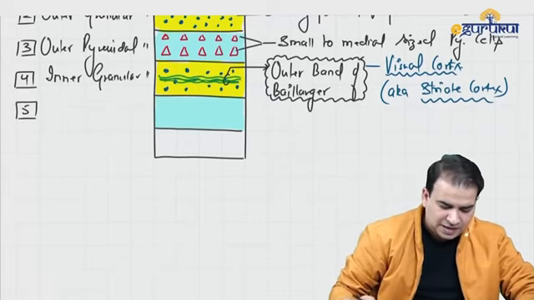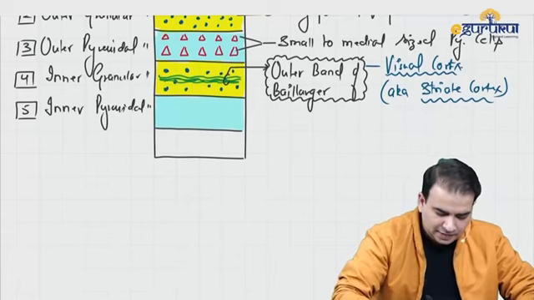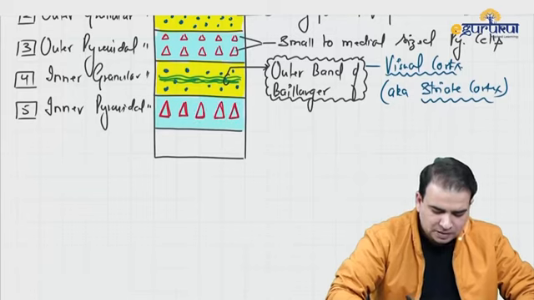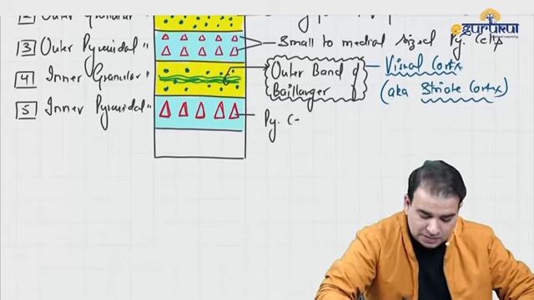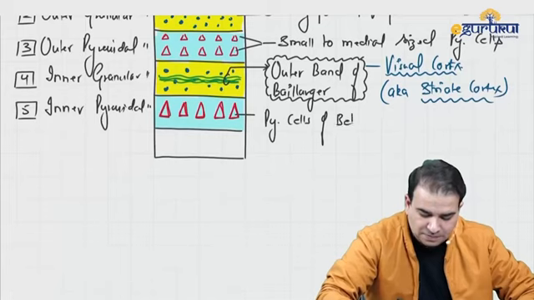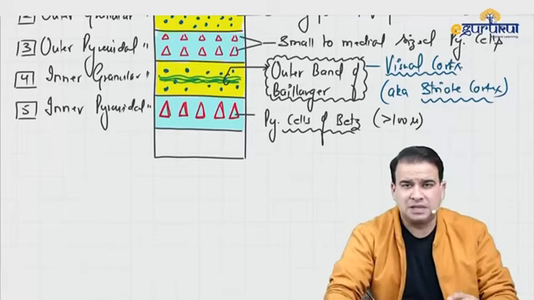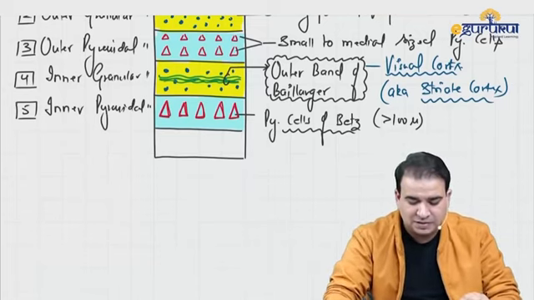Layer number 5 is again a layer of pyramidal cells, but this time it is obviously the inner pyramidal layer. The thing to note is that in the inner pyramidal layer, the cells are large pyramidal cells. They are huge pyramidal cells, and these cells are called pyramidal cells of Betz, B-E-T-Z. Usually they are more than 100 micron in size. They are the main cells forming the pyramidal tract or corticospinal tract. That is the pyramidal cells of Betz.